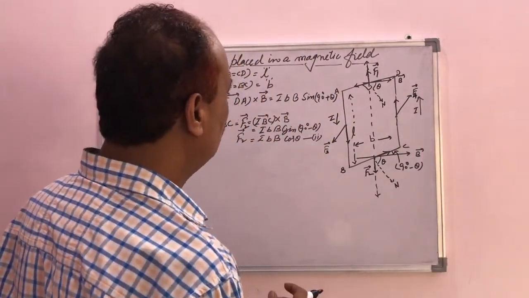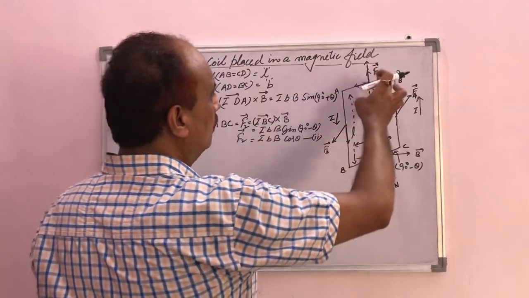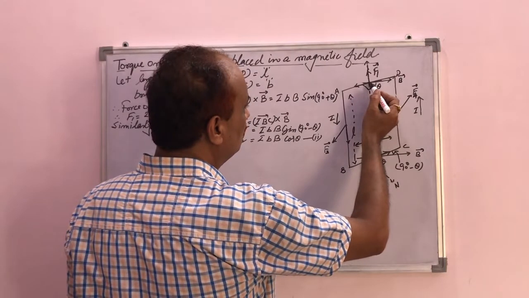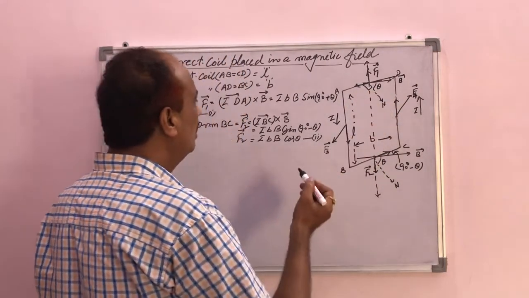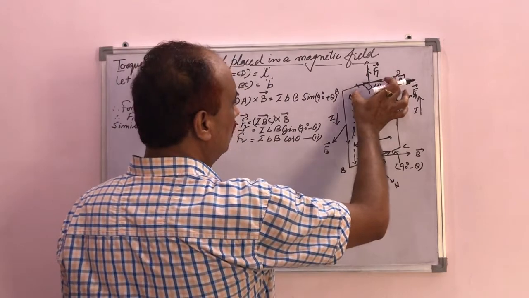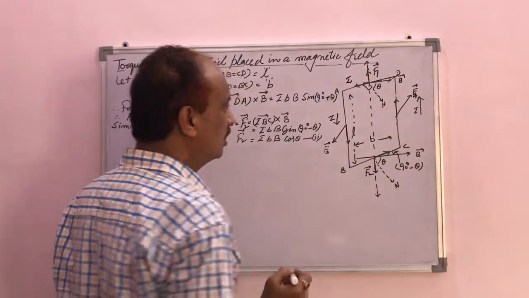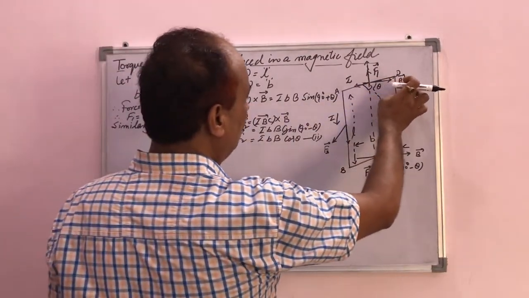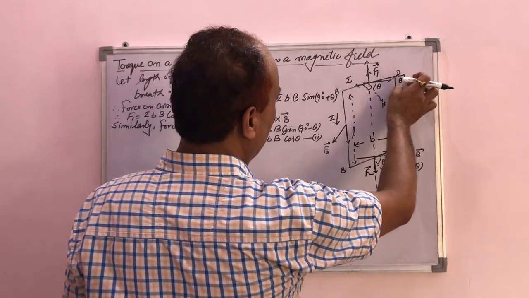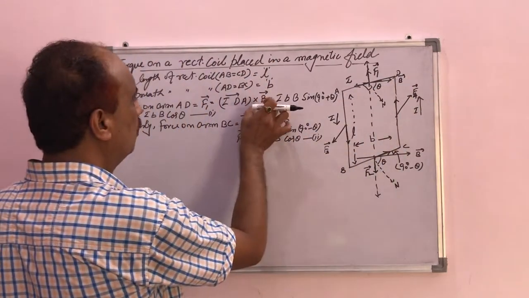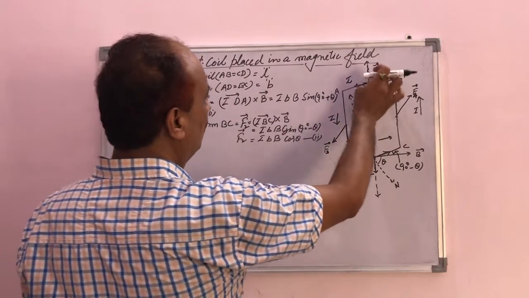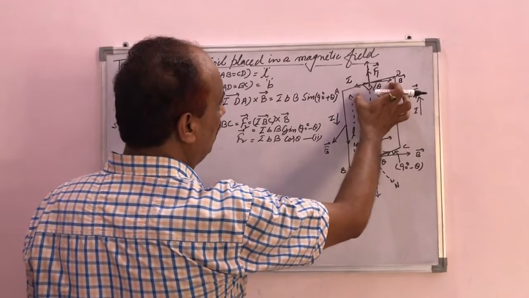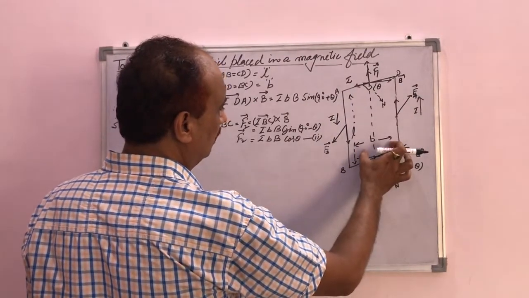Now we have to find out how much force is acting on the arm AD. We consider the current element. This vector denotes the current element, and the length of the arm is AD. The current flowing in that arm is I. So I into AD is the current element, crossed with the B vector, where B is the magnetic field. So I dA cross B is the force acting on the arm AD in the upward direction according to the right hand thumb rule, and this AD is equal to the breadth of the rectangular coil, B.